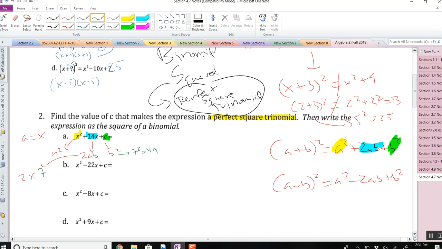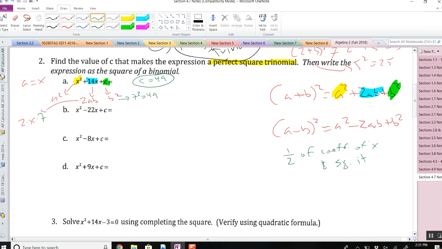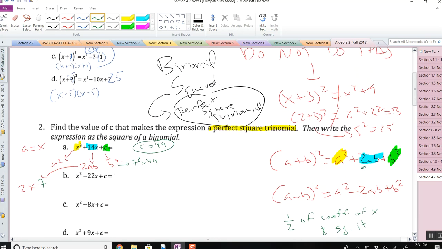So the value of c here is 49. Now, one technique you could use is to take half of the coefficient of x and square it. If I take half of 14, which is 7, and square it, of course I get 49. Why the half? Because there's a 2 right there. That's part of the perfect square trinomial expansion.